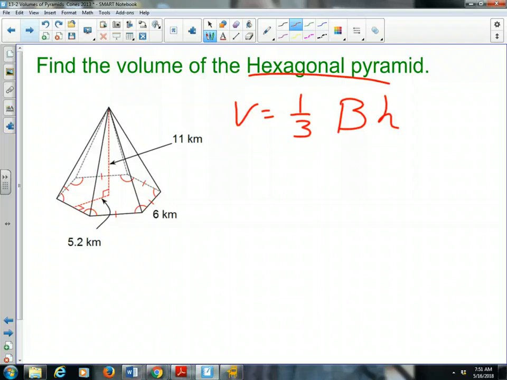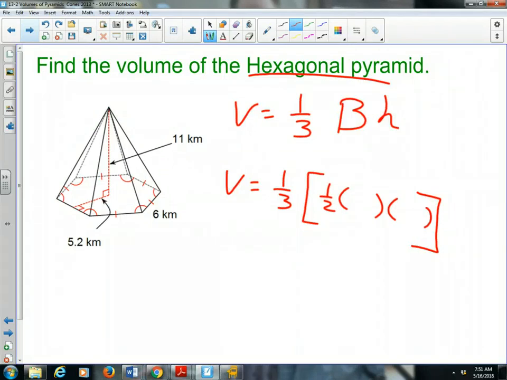So what we're going to do here, we kind of have everything that we need. The volume equals 1/3. The area of the base is a regular hexagon. So if it's a regular hexagon, the formula for a hexagon is 1/2 perimeter times apothem. The apothem, it tells us right here, is this 5.2 distance. The apothem is the distance from the center of a regular polygon perpendicular to a side. So 5.2 is the apothem. And then the perimeter, each side of the hexagon is 6 units long. So 6 times 6 is 36. So what I put in brackets right there, that's the area of the base.